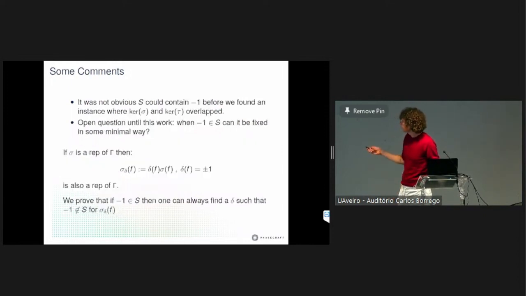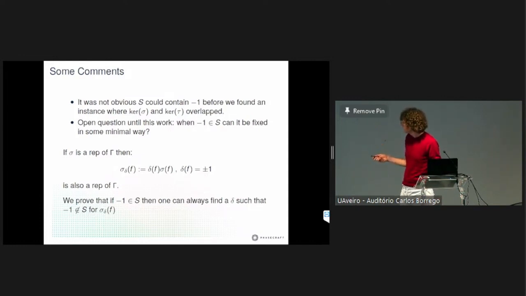And then, it was kind of not obvious that the stabilizer group could contain minus one before we found some instances where this happens. The compact encoding is the first place that I knew where that happened. And so there was an open question that I had in my mind, which was, okay, supposing my stabilizer group contains this minus one, can it be fixed in some minimal way?